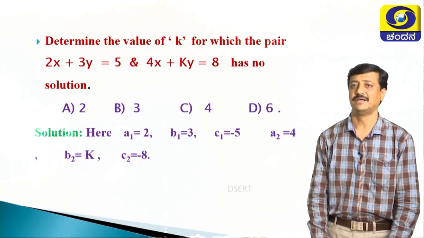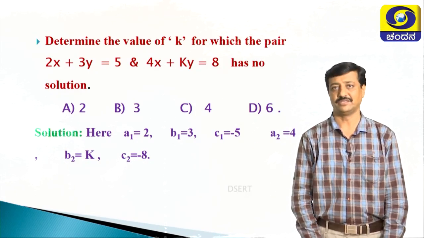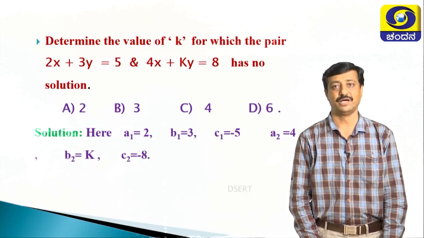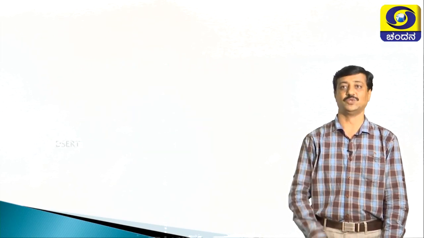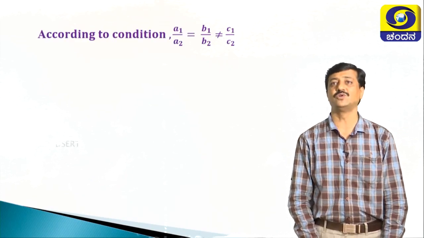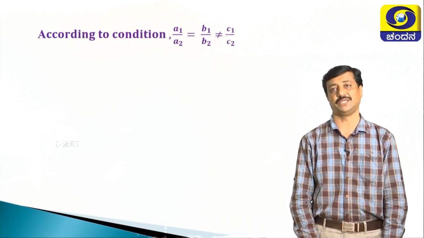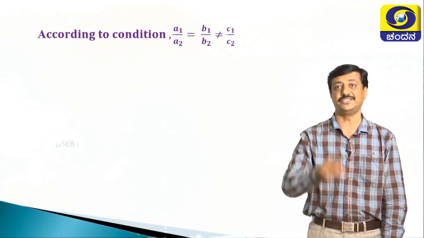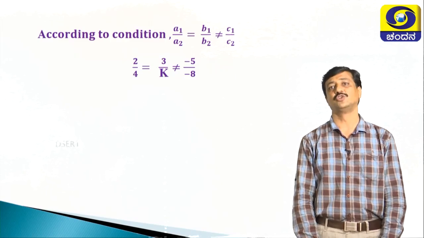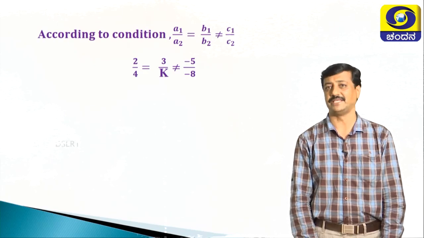Based on the table, if the pair has no solution, according to the condition, the ratio a1 by a2 is equal to b1 by b2 but not equal to c1 by c2. Now let us verify this condition for the values. If you substitute the values in the condition, you get 2 by 4 equal to 3 by k but not equal to minus 5 by minus 8.